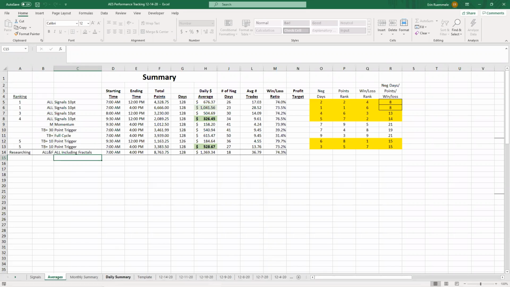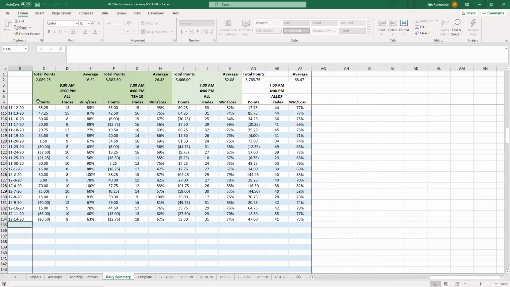And then, of course, we track other categories that are still positive performing, the 9:30 to noon, and then the 7 to 4, just trend bias and continuation. So starting with Thursday of last week, 9:30 to noon, made 15 points, 7 to 4 trend bias made 44.5 points. The all signals from 7 to 4 was 39.75. And then if you add fractals in there, 64.75 if you traded all day long.